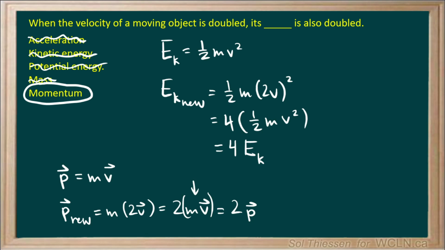So this expression represents the initial momentum as we have written here. So the new momentum after doubling the velocity will be 2 times what it was before. So momentum is the correct choice.